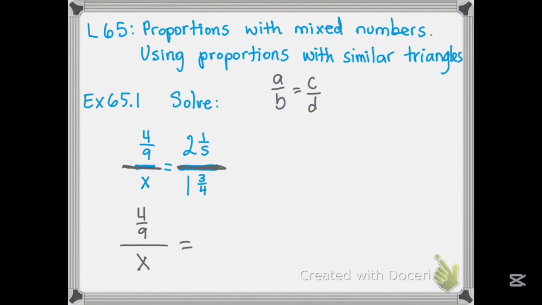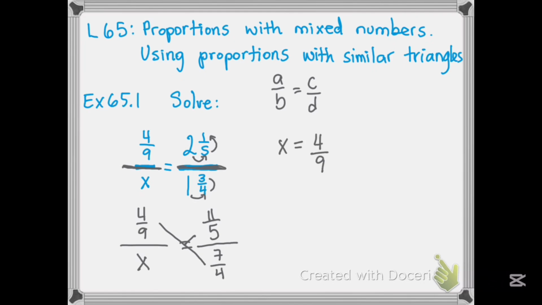To pass 2 and 1/5 to an improper fraction, we multiply 2 times 5 is 10, plus 1 is 11/5. And to pass 1 and 3/4, we multiply 1 times 4, plus 3 is 7/4. Now we're going to cross multiply, so we multiply those two and divide. So we write it all there, remember.